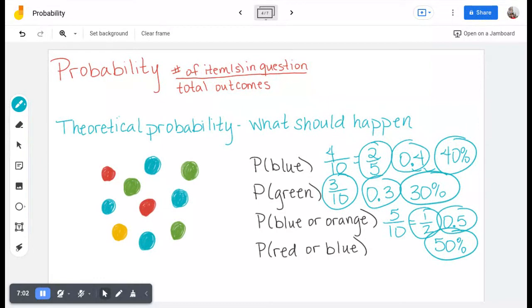Red or blue. Okay, so that's 2 plus 4. There's 6 of them. 6 over 10, divide those by 2, you get 3 over 5. 3 divided by 5 is 0.6 if I'm asked for a decimal. Scoot to the right if I'm asked for a percent. That would be 60%.